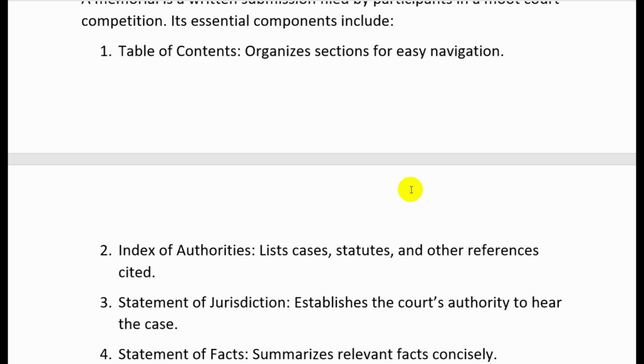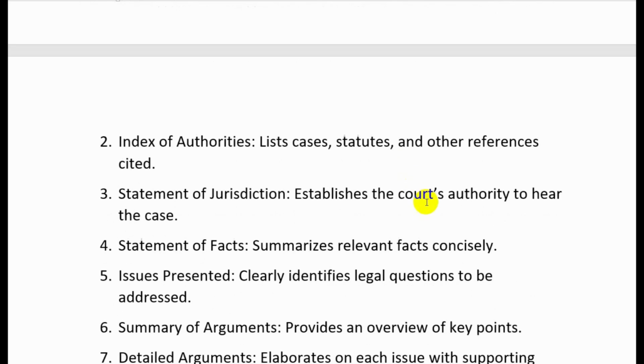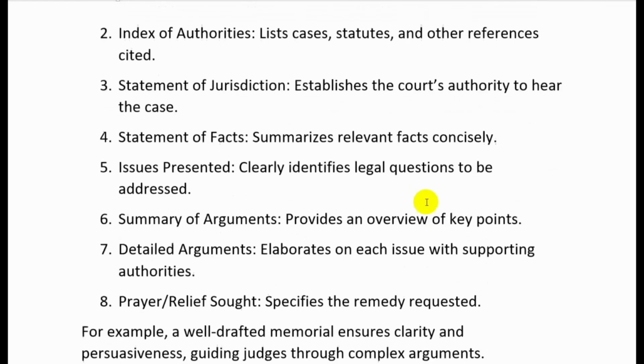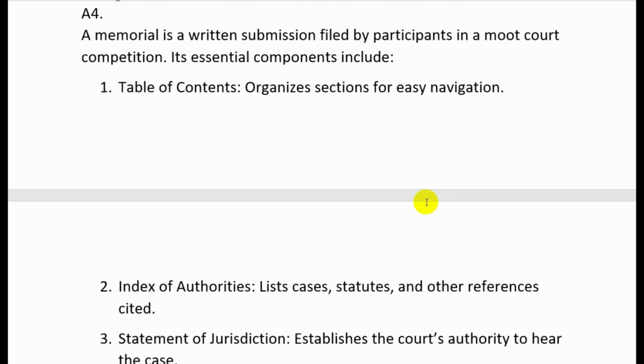First, table of contents, then index of authorities, statement of jurisdiction, statement of facts, issues presented, summary of arguments, detailed arguments, and then finally prayer or relief sought. So first, table of content. Basically, it organizes sections for easy navigation.